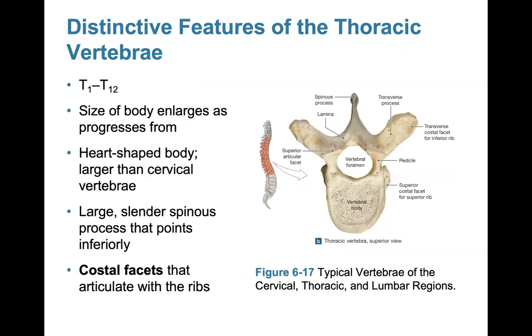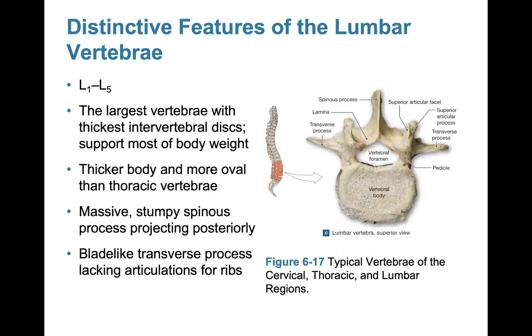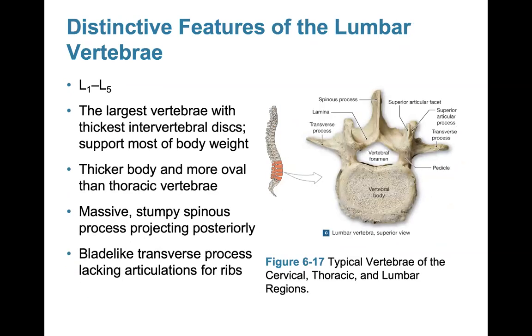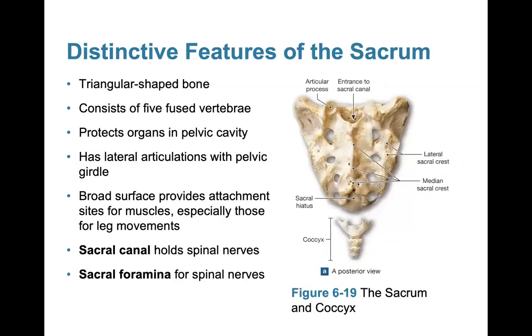The thoracic vertebrae, T1 through T12, have articulation points referred to as costal facets, which allow them to articulate with each of the 12 pairs of ribs. L1 through L5 are your lumbar or lower back. They're much thicker, very large vertebrae, and this is really to deal with the very large amount of weight that's put on those particular vertebrae.